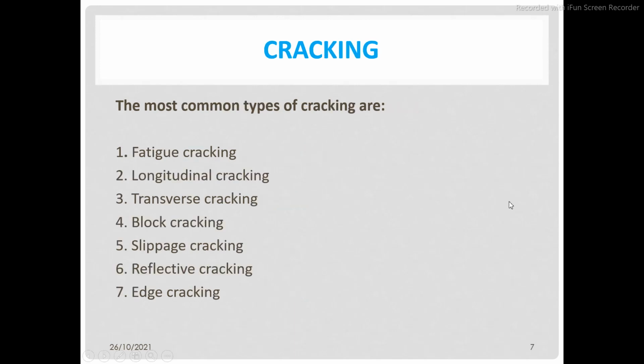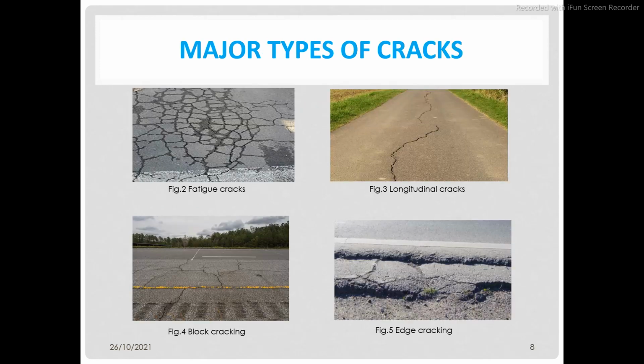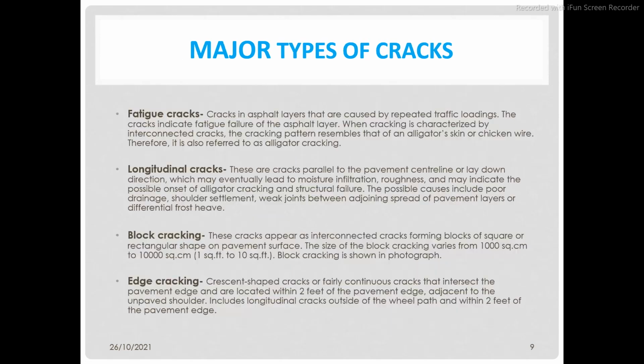Now we are going to talk about cracking. The common types of cracks are fatigue cracking, longitudinal cracking, transverse cracking, block cracking, slippage cracking, reflective cracking, and edge cracking. These are the major types of cracks which you will see on the roads in your daily life, which include fatigue cracks, longitudinal cracks, block cracks, and edge cracks. Now we are going to talk about each of these cracks one by one.